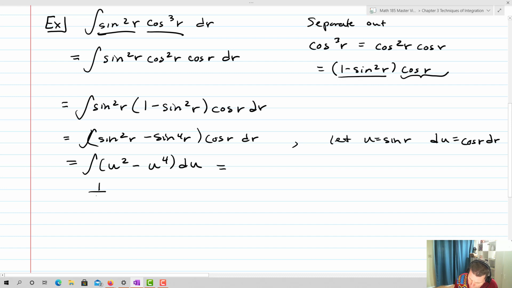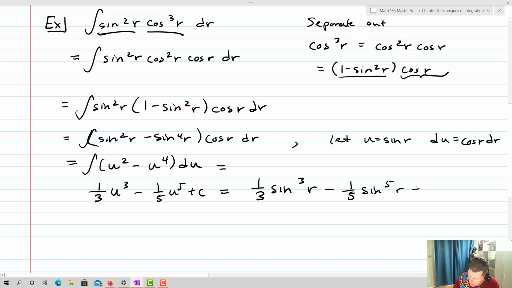This ends up being 1/3 u cubed minus 1/5 u to the fifth plus c. And when we resubstitute back in, we end up with 1/3 sine cubed r minus 1/5 sine to the fifth r plus c. And that is the solution to our trig integral.